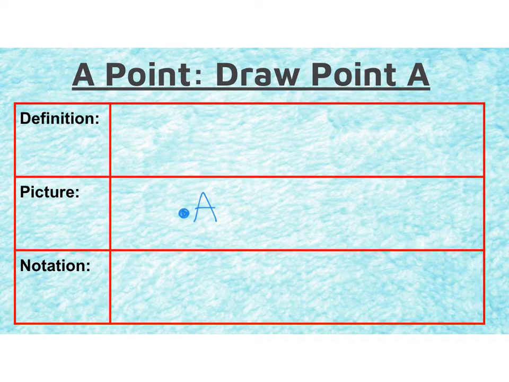If we think about the definition, it's kind of hard to think about the definition for just a point. We might think about it as represented by a dot. And if I ask you, does a dot have a shape? Does it have a size? Does it have a dimension? So it really doesn't have a dimension.